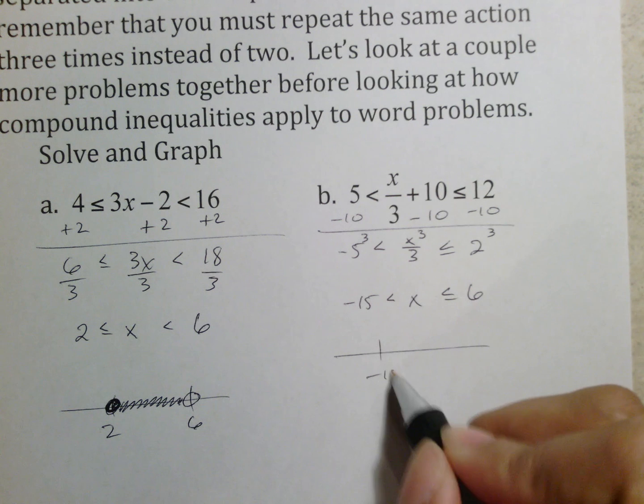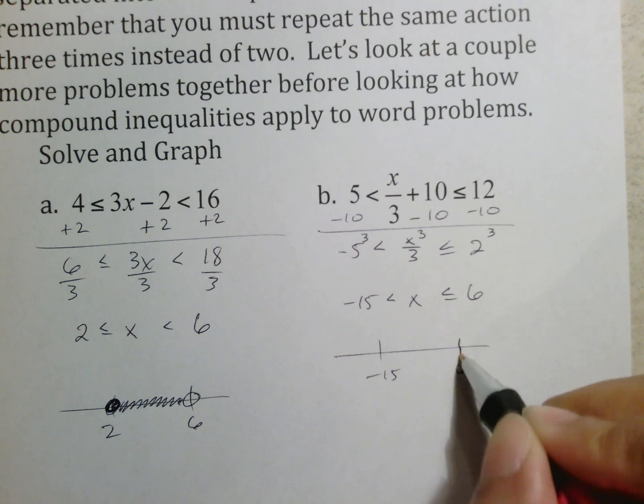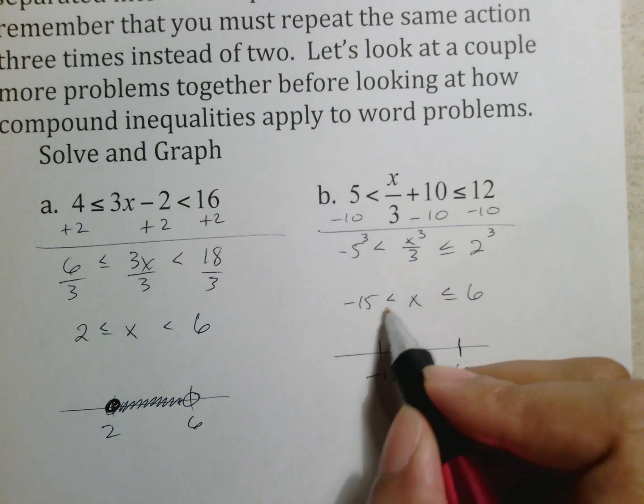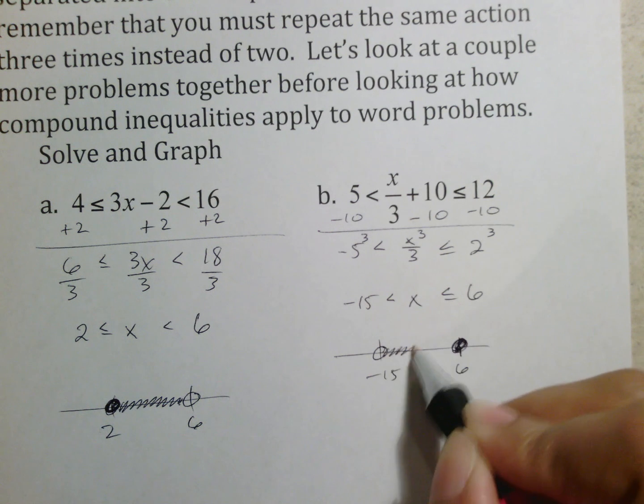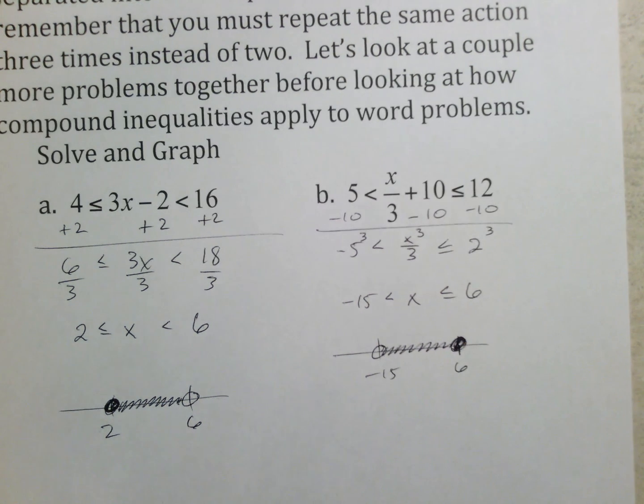From there, put down your key numbers. 15 is an open circle, 6 is a closed circle, and you shade everything in the middle.